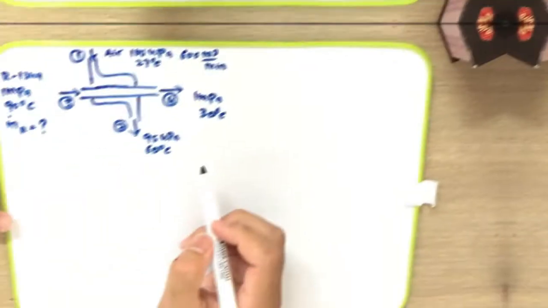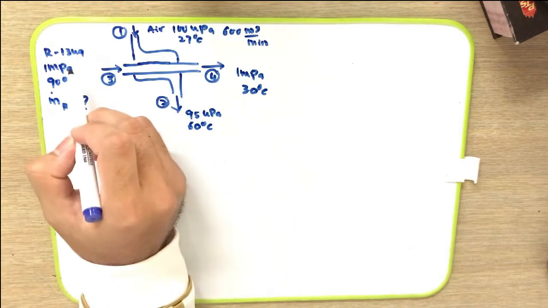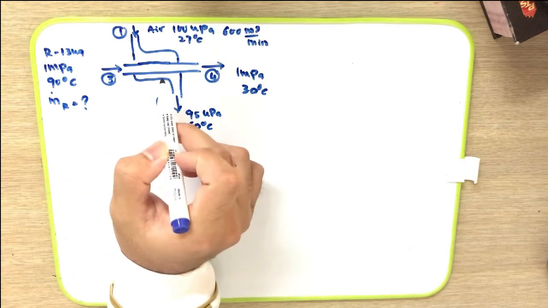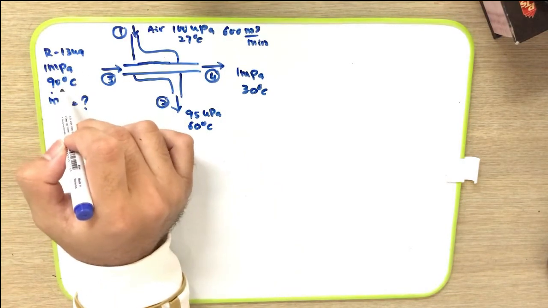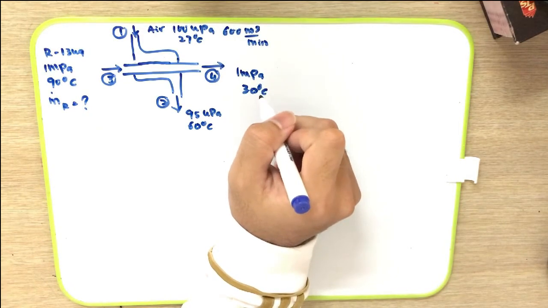So in this question, we have a condenser in which we want to cool down the refrigerant by using air. Refrigerant enters the condenser at 1 megapascal and 90 degrees C and leaves at 1 megapascal and 30 degrees C.